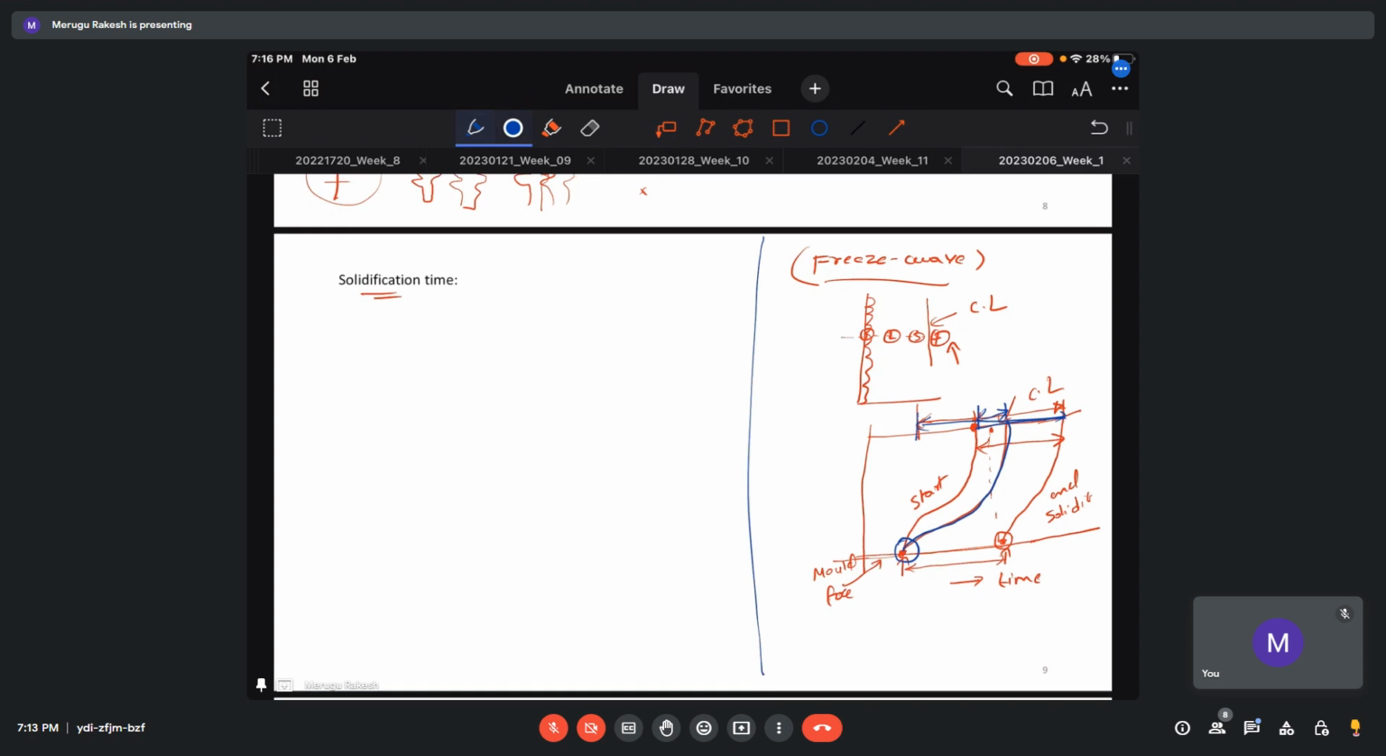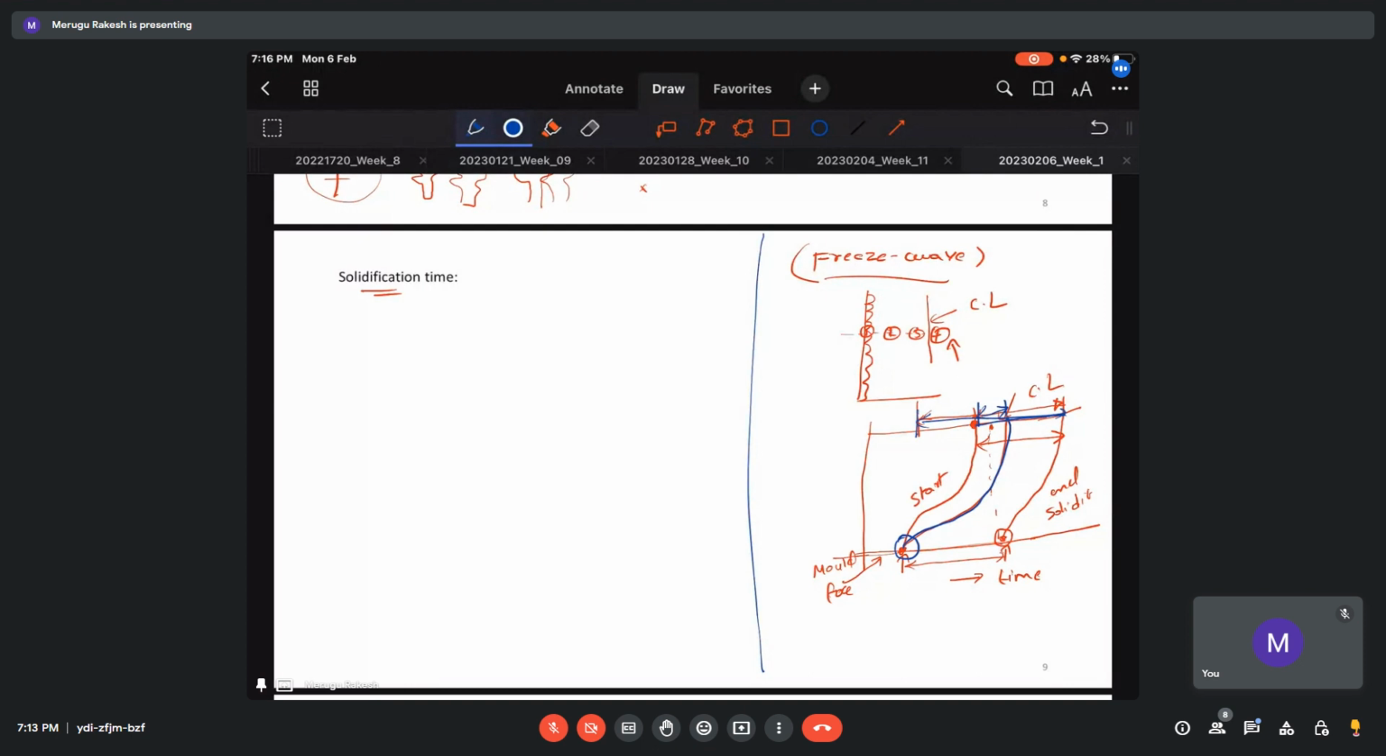Then we'll start to discuss the solidification time. There were several formulas for the solidification time, but one simple formula is Chvorinov's rule. That is, solidification time is some constant C times V by A whole square. And remember, this constant is a dimensional constant. Can anyone tell me what are the units of this constant C? Second per meter square.